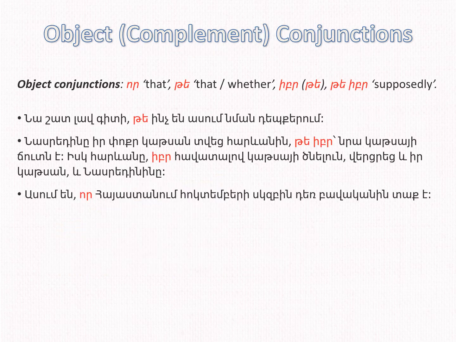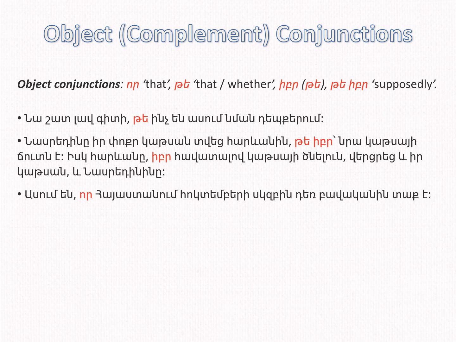Object or complement conjunctions introduce clauses that function as objects of the main verb. These include the conjunctions vor, which corresponds to that, and te, which may correspond to that or whether. The combinations iber te and te iber express the meaning supposedly or allegedly.